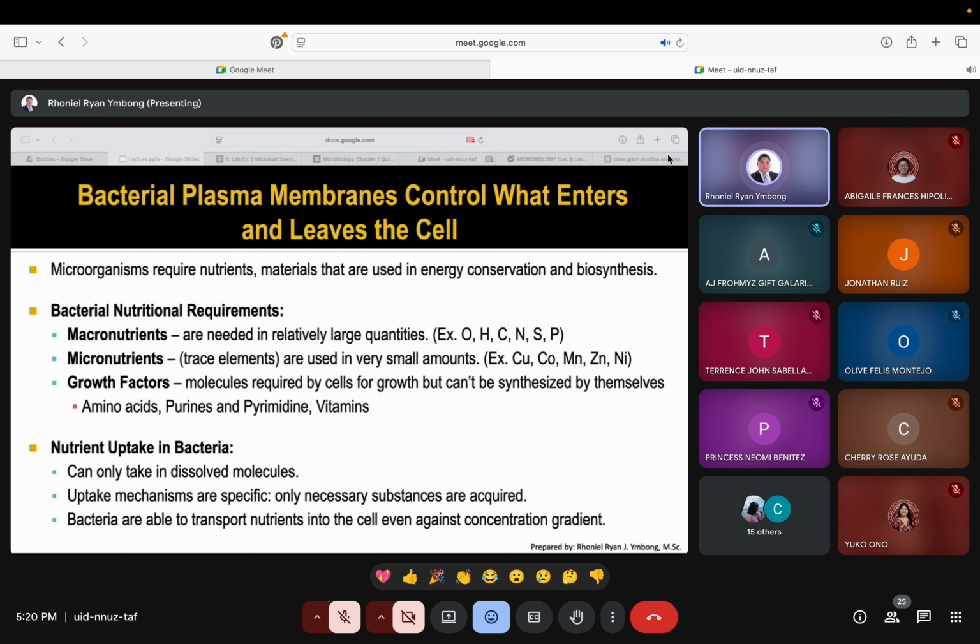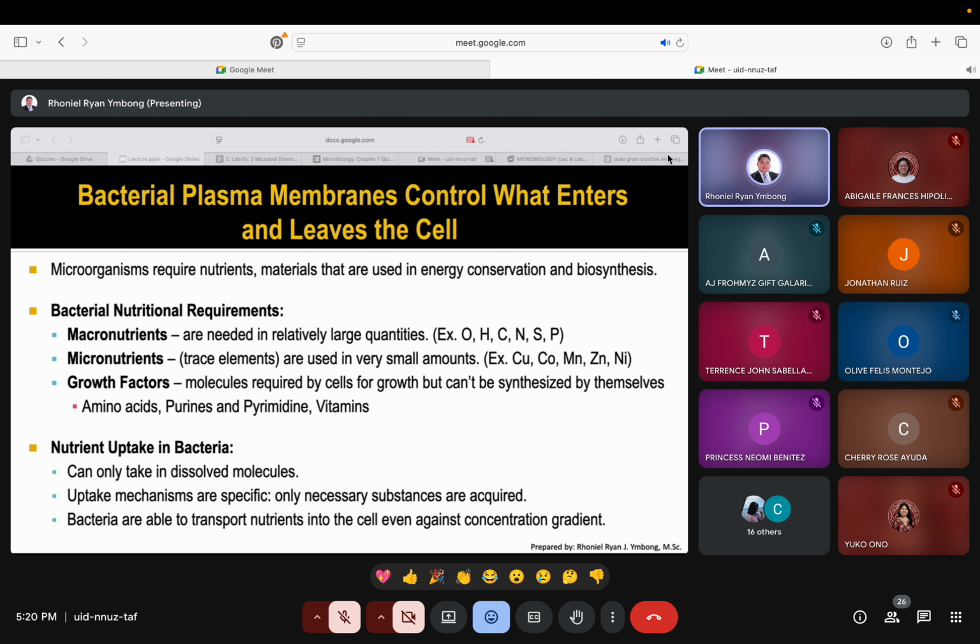Because if they used only those mechanisms of transport, which are your diffusion, facilitated diffusion and osmosis, for example, many of the materials they need would not be able to enter. So that's why, since it's very specific, with mechanisms pinpointing a particular material, they also have ample kinds of active transport mechanisms to really acquire these necessary substances, no?